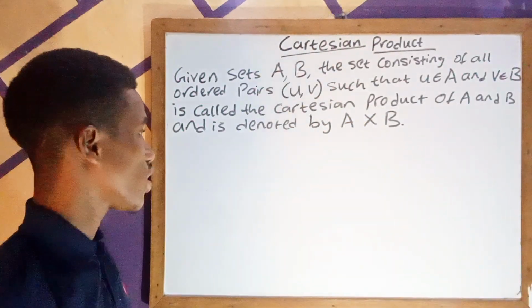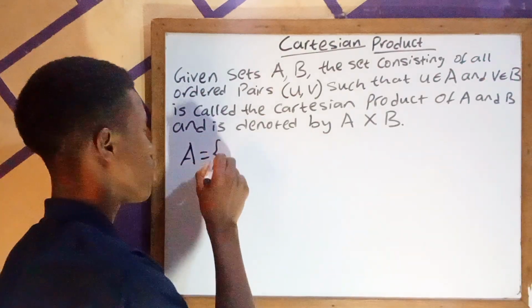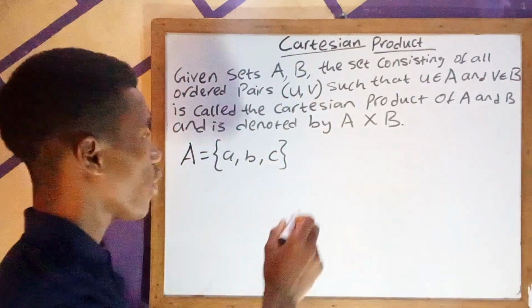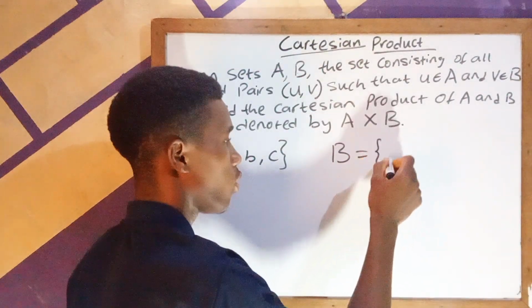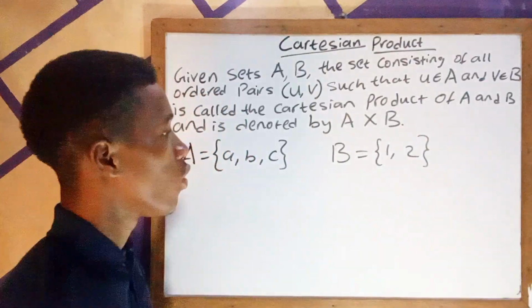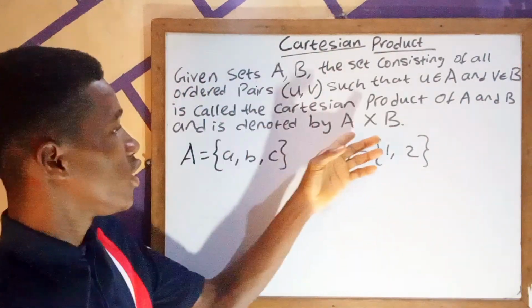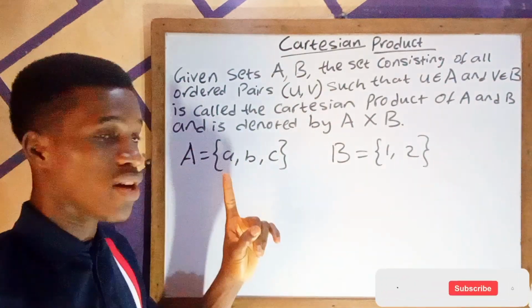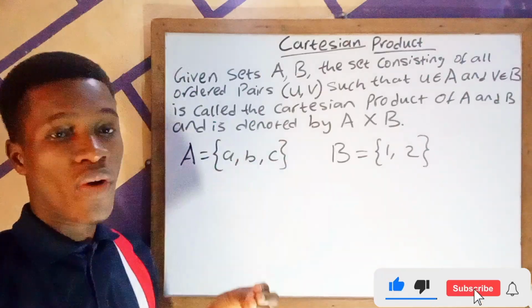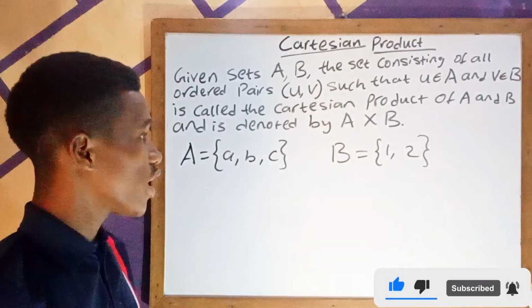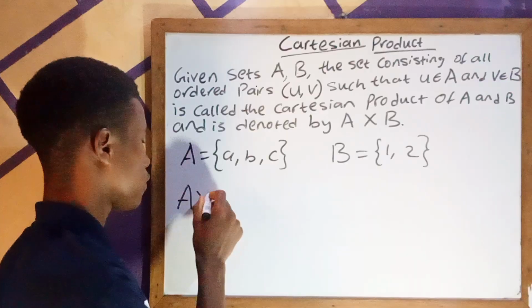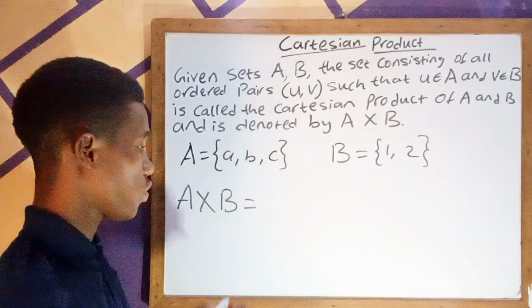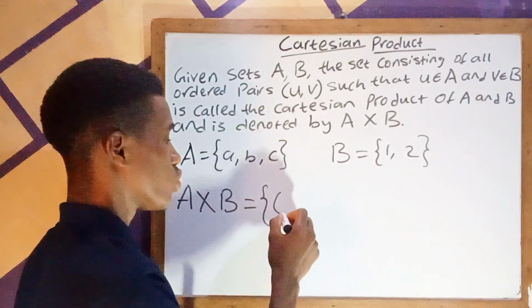Now what this is trying to tell us is that if you have a set A, let's say this set is {a, b, c}, and I have a set B, which we call {1, 2}, the crossing of these two will form a set of ordered pairs, in which the first element, which is called the first coordinate, is from A, while the second element, which is the second coordinate, is from B. Now in this case, if we say A cross B, this crossing will give us a set of ordered pairs from the definition.